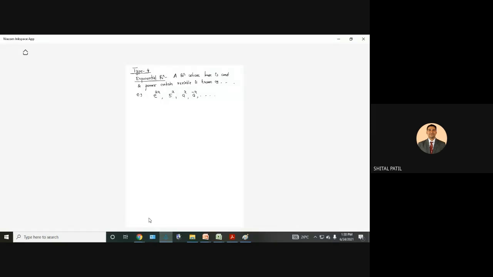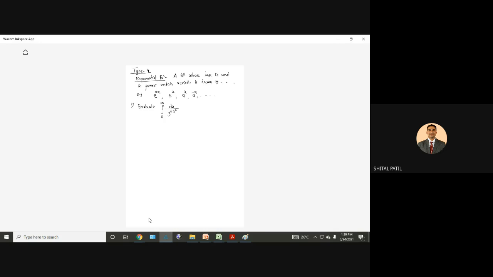Okay. So next example, evaluate the integral from zero to infinity of dx divided by 3 raised to 4x square. Can anyone tell me what should be the substitution?